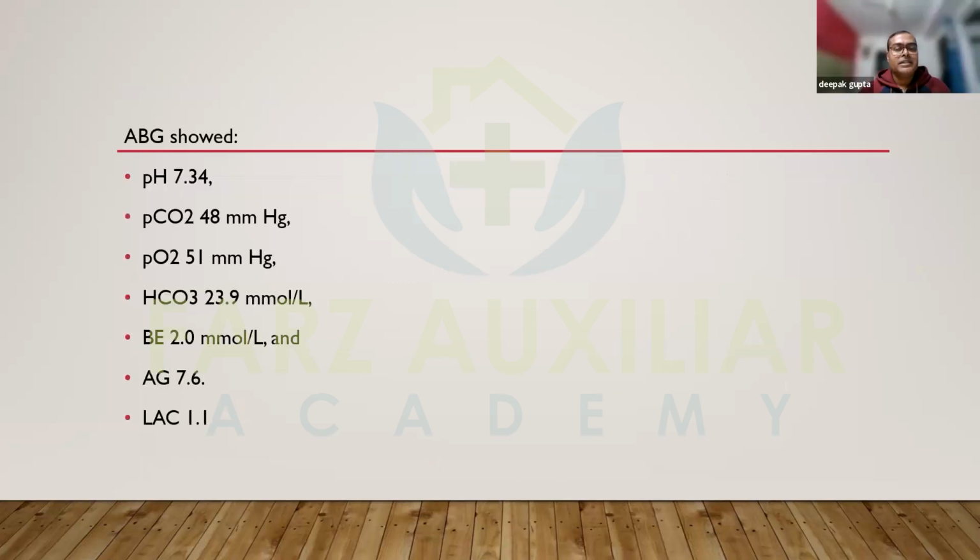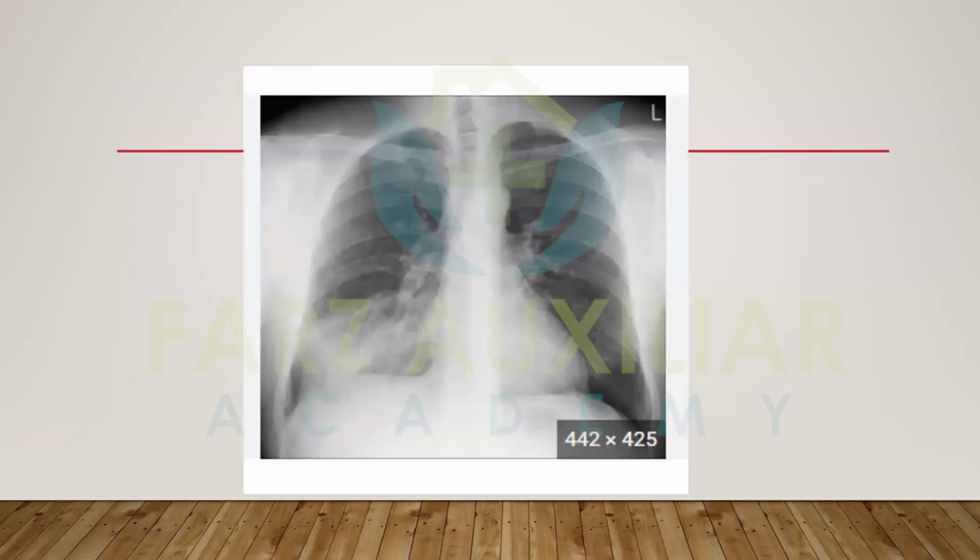Okay. So from this, now next, this is the ABG. pH is 7.34, carbon dioxide... Yes, you can read out. Yes, it's showing respiratory acidosis. Okay, PCO2 is 48, PO2 is 51. Bicarb 23.9, base excess 2, anion gap 7.6, lactate 1.1. So mild respiratory acidosis only. Okay, so this is the X-ray. Right lower lobar pneumonia.